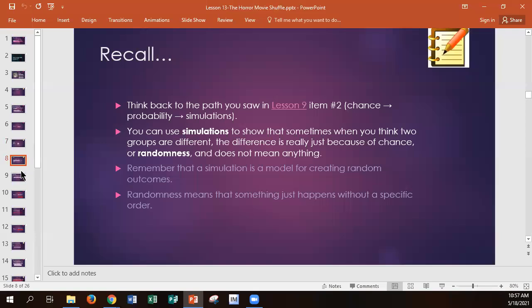So think back to the path that we saw in lesson 9, where we started off with chance, and then we moved on to probability, and then we moved on to simulations to help us figure out the estimated probabilities of something happening. So you can use simulations to show that sometimes when you think two groups are different, the difference is really just because of chance or randomness, and doesn't really mean anything that much. Like, it doesn't really mean anything as far as the difference goes.